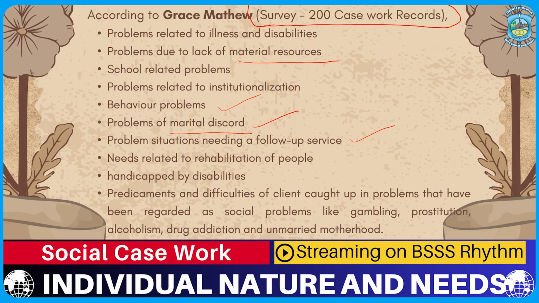Then needs related to rehabilitation of people. If there are any kind of disabilities or issues, then we will give them rehabilitation, certain kinds of therapies, counseling, etc. Then handicaps caused by disabilities we can see. Then the last one, predicaments and difficulties of clients caught up in problems that have been regarded as social problems, like gambling, prostitution, alcoholism, drug addiction and unmarried motherhood. Early child marriages also we can say. So these are all the problems that Grace Matthew came up with in her survey of 200 casework records.